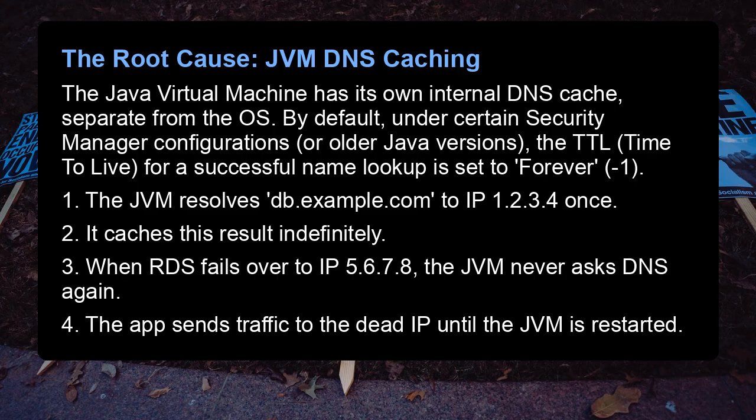1. The JVM resolves db.example.com to IP 1.2.3.4 once. 2. It caches this result indefinitely. 3. When RDS fails over to IP 5.6.7.8, the JVM never asks DNS again. 4. The app sends traffic to the dead IP until the JVM is restarted.